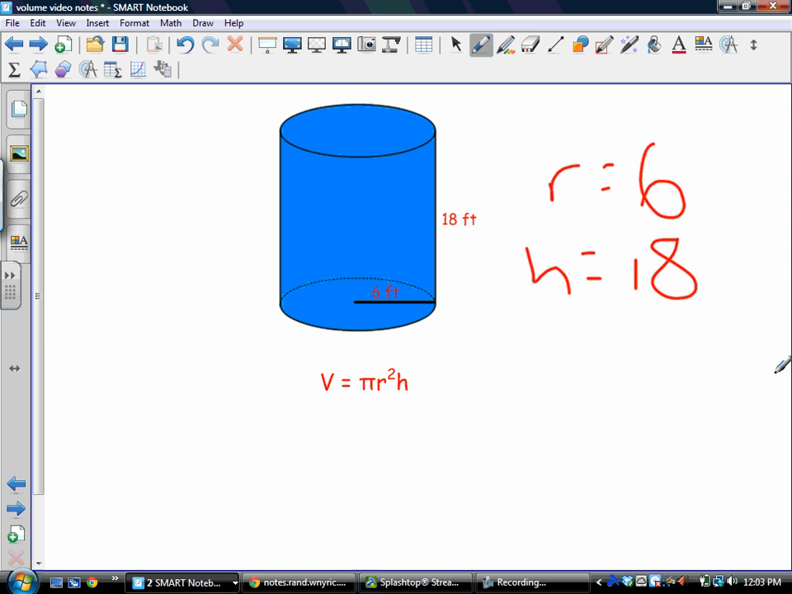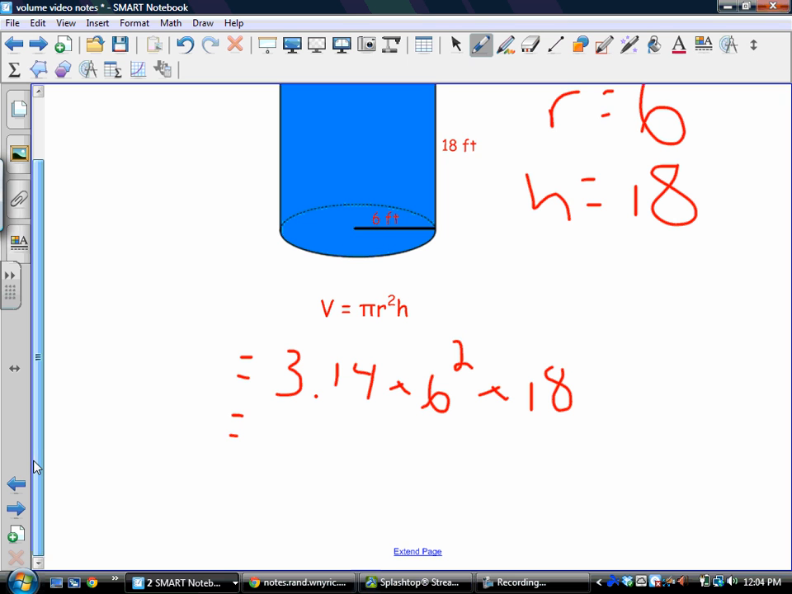So we copy down our formula from the reference sheet, which was pi r squared h, and then we just plug in. And then again, I'll use 3.14 for pi for this problem. R we know is 6. H we know is 18. And again, one more time, pause this. Try to do this on your calculator, make sure you're getting it right. And when you play it again, I'll write the answer down.